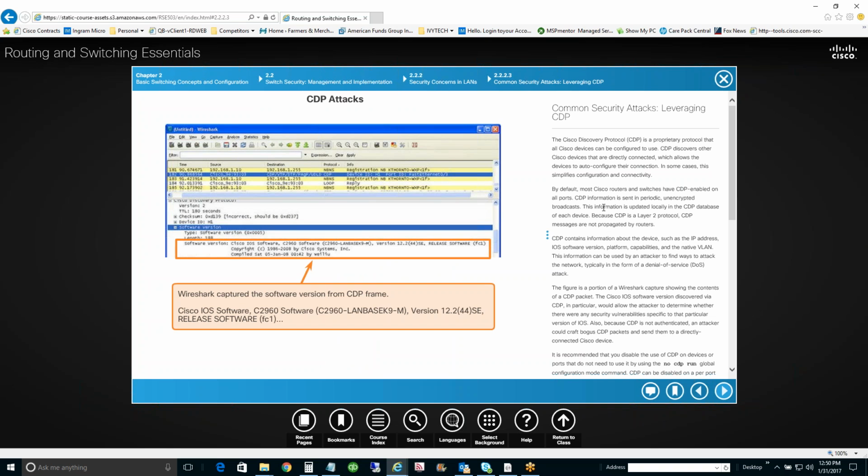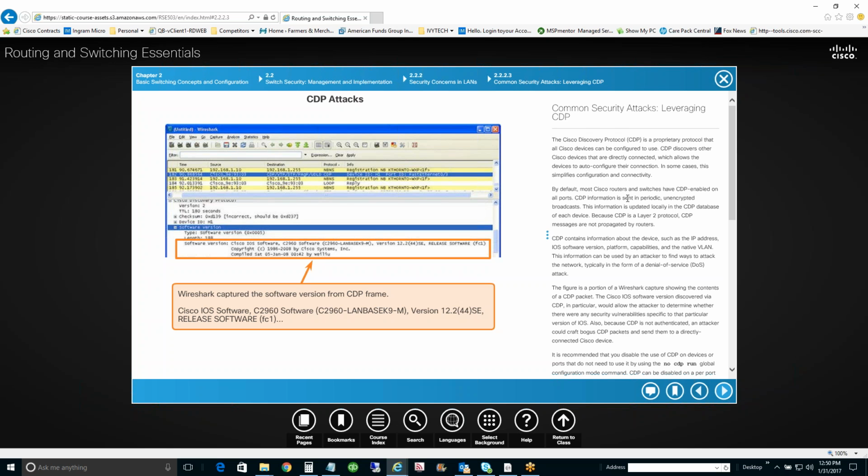And then leveraging CDP is another one that they talk about. CDP stands for Cisco Discovery Protocol. It's a Cisco proprietary protocol used to discover what other Cisco devices are directly connected to a device, and in some cases can auto-configure the connection.